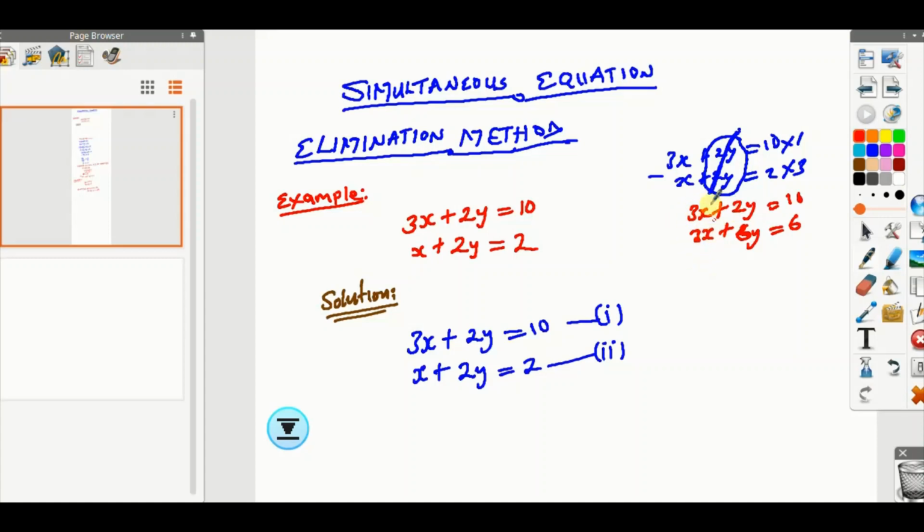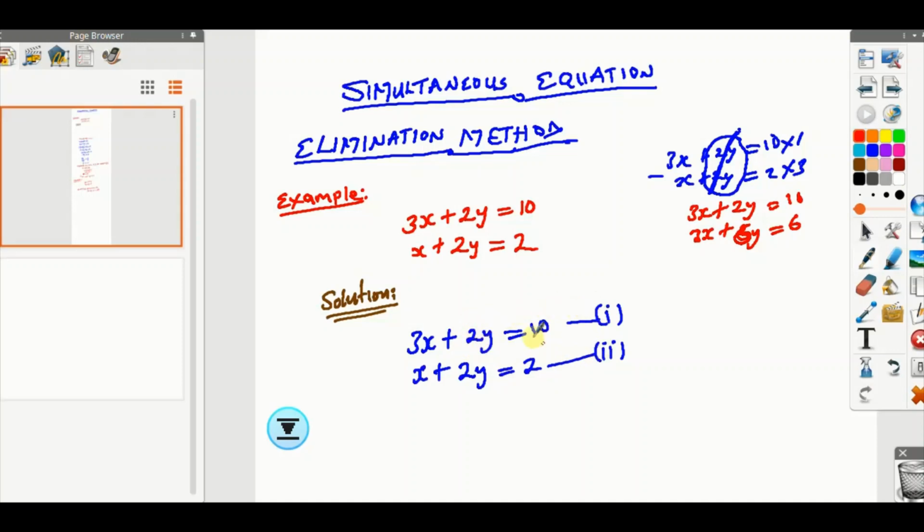So that is what we mean by the elimination method. Now we can eliminate x out. And if you look here, we cannot eliminate y again because their coefficients are not equal, right? So that is the elimination method. So from here, let's come to our solution. We have 3x plus 2y equal to 10 and x plus 2y equal to 2. Now what can we do with that straight away?